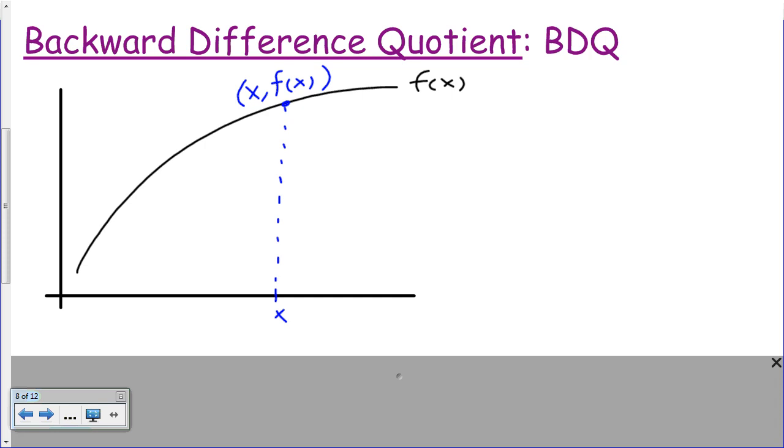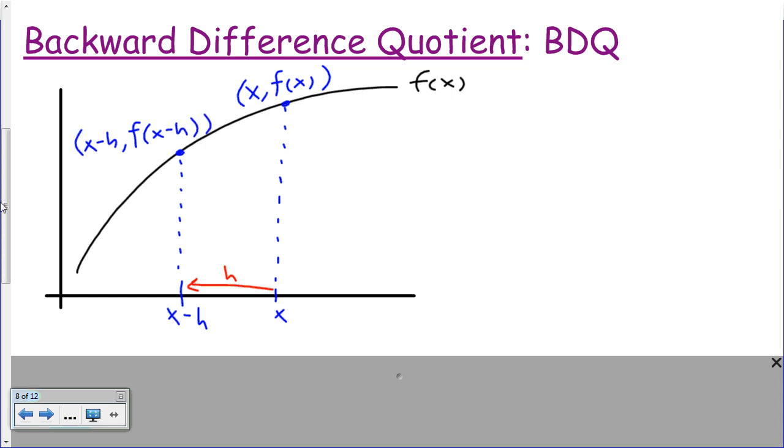But now, because we're talking about a backward difference quotient, we're going to go backwards from that point. We're going to go some distance h backwards from x. So now this is x minus h, the name of that point right there. And that corresponds to this point on my curve, which I'll name as x minus h, f of x minus h.